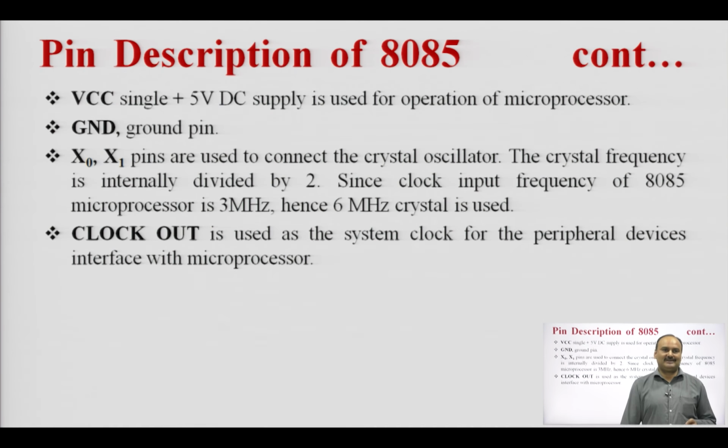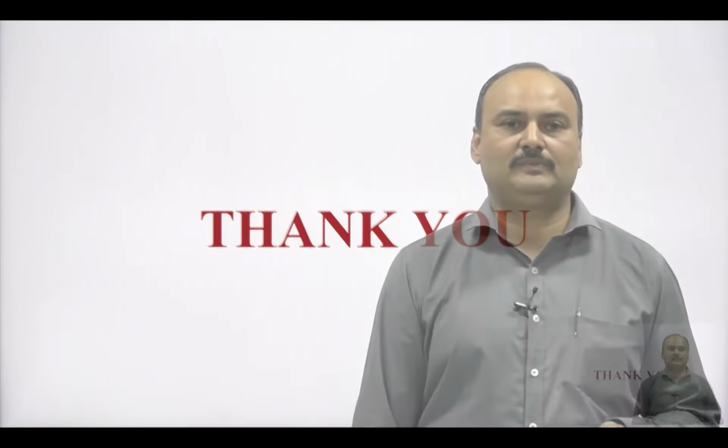To provide the clock signal, the microprocessor generates the clock output signal for the peripheral devices interfaced with the microprocessor. The peripheral devices are memory devices and input output devices. Thank you.